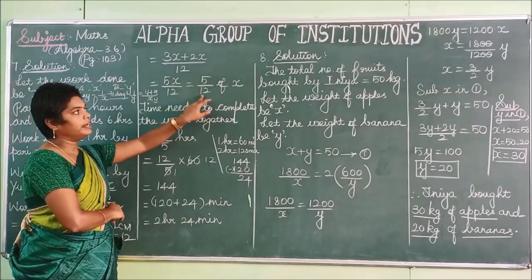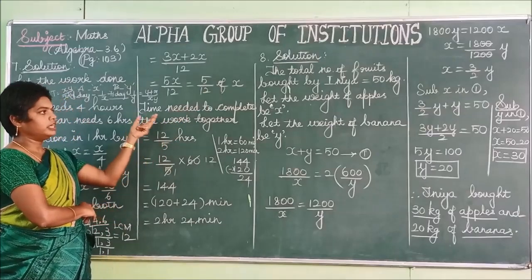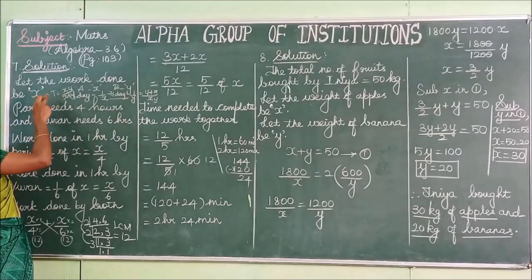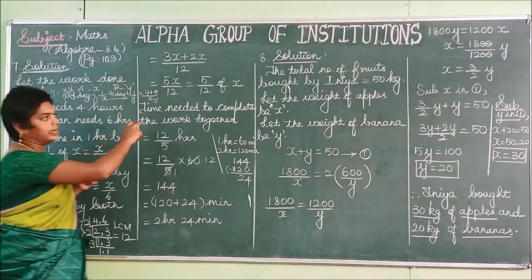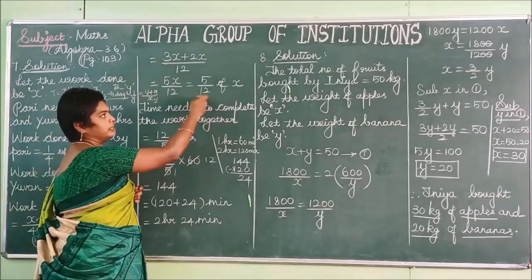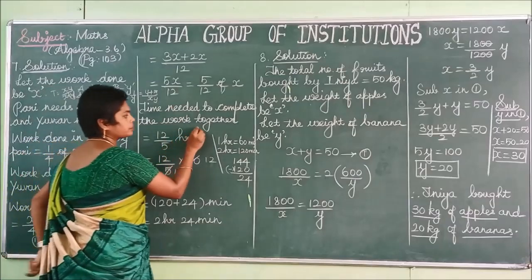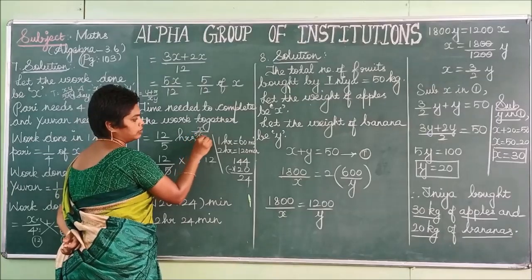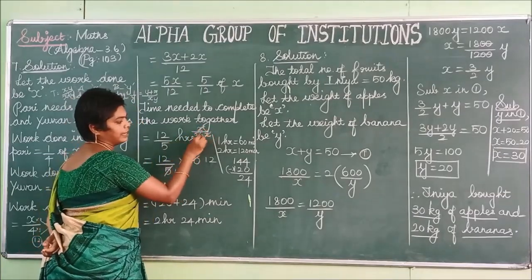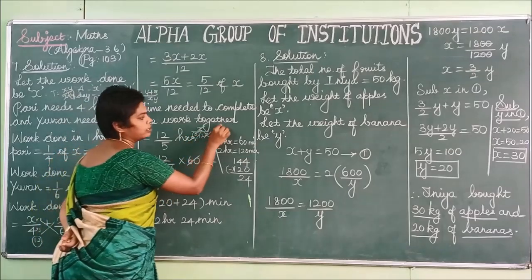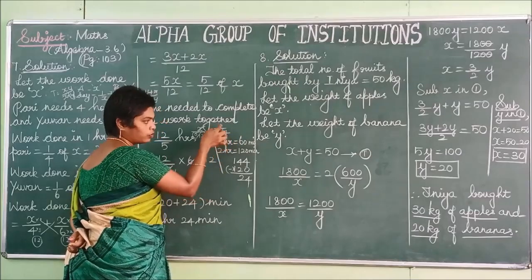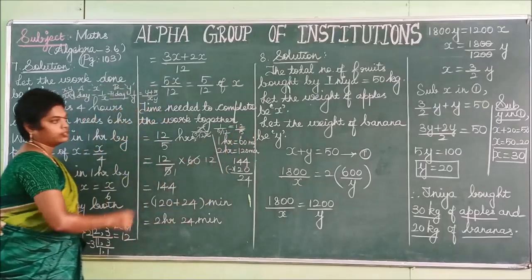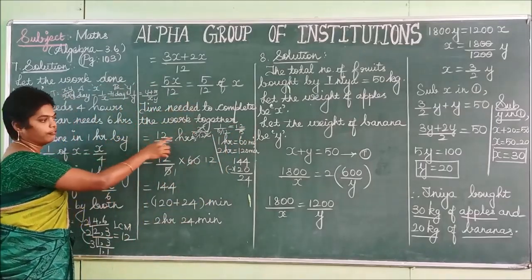So this can be written as 5 by 12 of the work x. Now the time needed to complete the work together: as I informed, we take the reciprocal of the total work, which gives the total time required. Reciprocal means total work divided by the work done, which can be rewritten like this. This x and x get cancelled. So what is the remaining value? 5 by 12, so 1 by 5 by 12. The denominator of the denominator goes to the numerator, so the value is 12 by 5 hours.